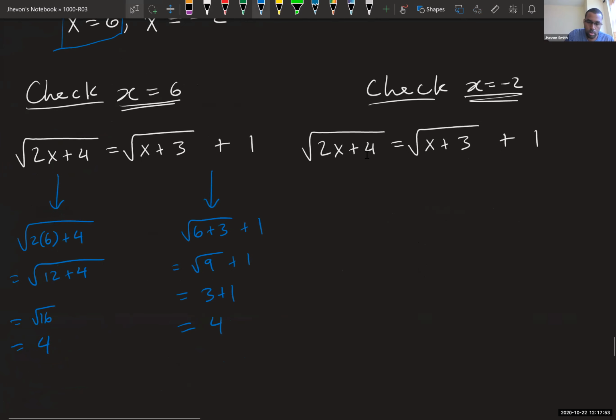Okay, so now I would plug in x equals -2. So this would become 2 times -2 plus 4. And this would give me, well, that's -4 plus 4. That's going to be 0. This one would be the radical of -2 plus 3, plus 1. That's going to give me radical 1 plus 1. That gives me 2. So this actually does not check.